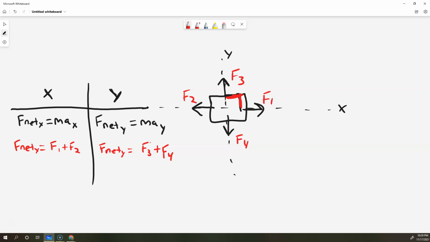So if you see that, then it's time to watch another video about how to deal with when forces are along multiple directions that are not along the same axis.